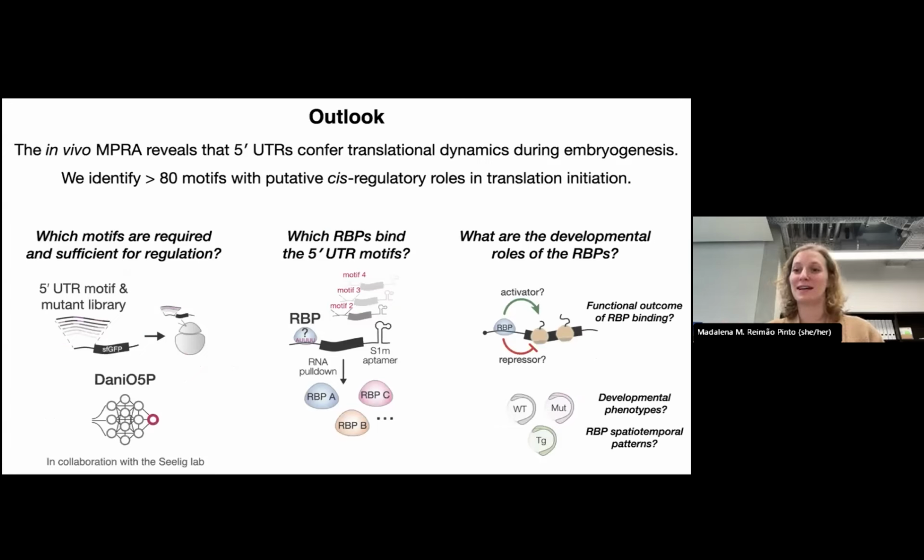So I would really like to determine motif causality and identify motifs that are required and sufficient for regulation, identify the RBPs that might be binding these 5' UTR motifs, and of course, explore their developmental roles in the embryo.